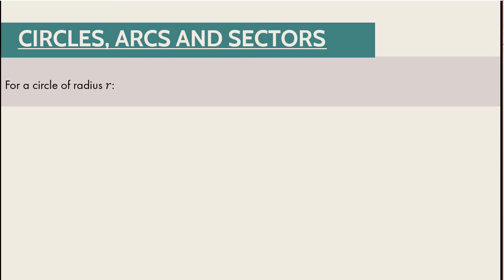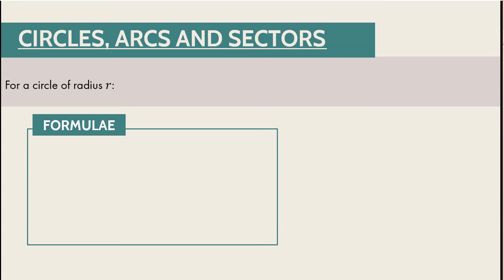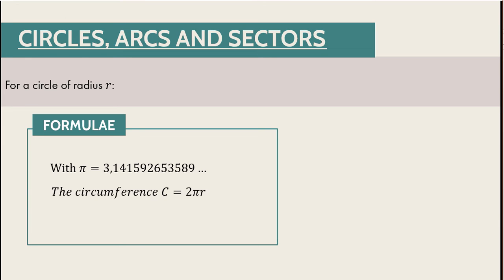Okay, now for a circle of radius r, we have some formulae to calculate things related to the circles. With pi as a fixed number, 3.14159, and so on, we have the circumference c is calculated as 2 times pi times r, 2 pi times the radius. And the area s is equal to pi times r squared.